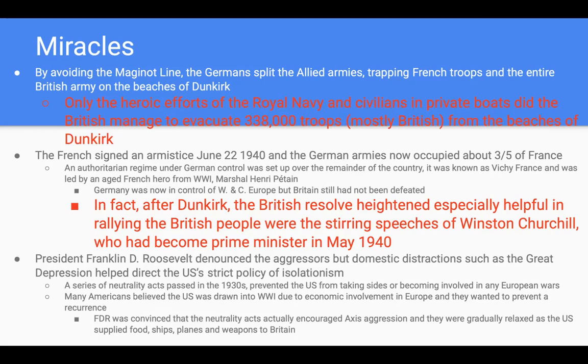A series of neutrality acts passed in the 30s prevented the U.S. from taking sides or becoming involved in European wars. Many Americans believed the U.S. was drawn into World War I due to economic involvement in Europe and wanted to prevent such a recurrence. FDR was convinced that neutrality acts actually encouraged Axis aggression, and they were gradually relaxed as the U.S. supplied food, ships, planes, and weapons to Britain.